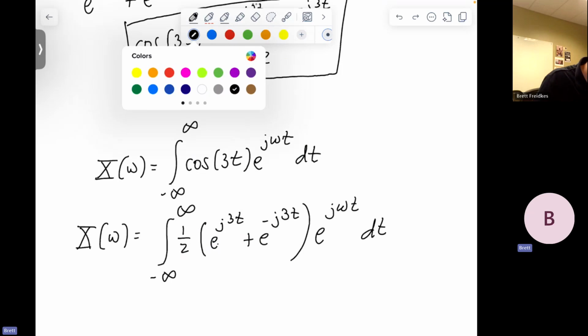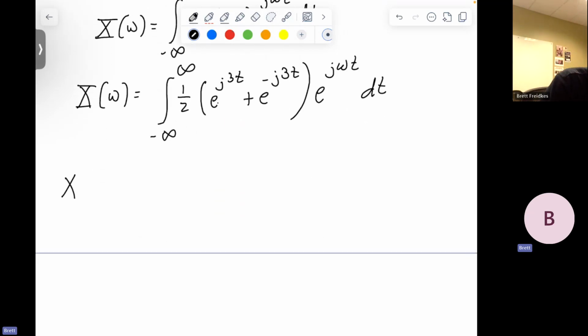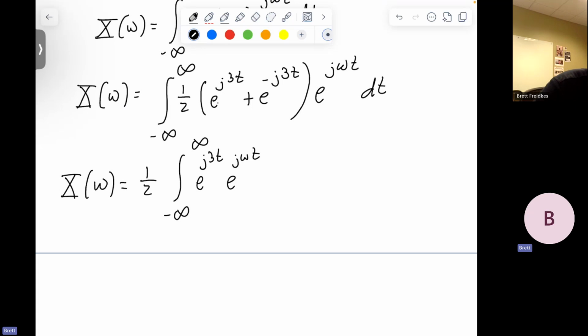So now we can do a little bit of algebra. Let's go ahead and distribute the e to the j omega t to both terms, and I'll factor out the 1/2 just so we don't need to worry about it for now. It's going to be e to the j 3t e to the j omega t dt. And maybe I'll write it as two separate integrals, plus the 1/2 will go to both integrals, e to the minus j 3t e to the j omega t dt.